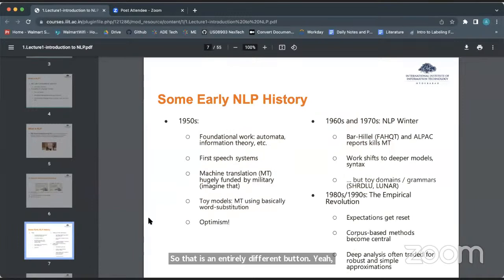Yeah, so some early NLP history. How did NLP start? Does anybody have any idea on how automatons work, like automata theory or anything?